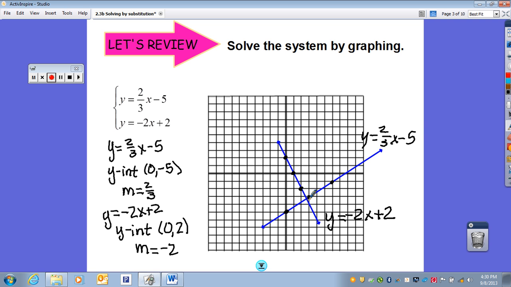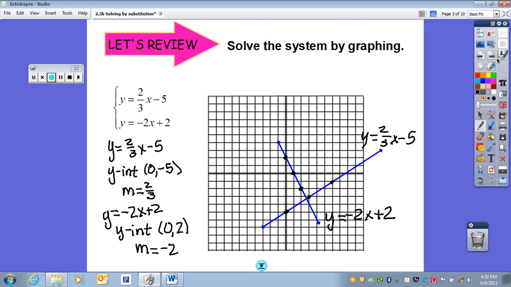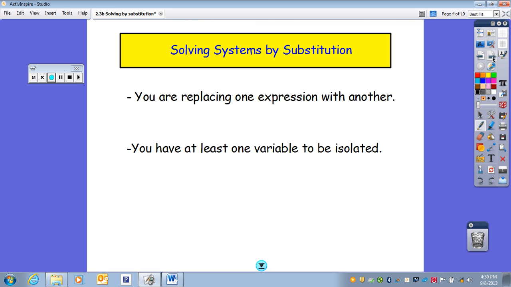But I hope you can see that there might be an issue with this because our two lines are crossing partway through a box, which means that our solution contains fractions or decimals. And the problem with that is that in a class of 20 people, we may come up with 20 different answers because we're estimating. So there has to be another way that we can solve this system to find an exact answer. And that's where we now are going to use solving systems by substitution.